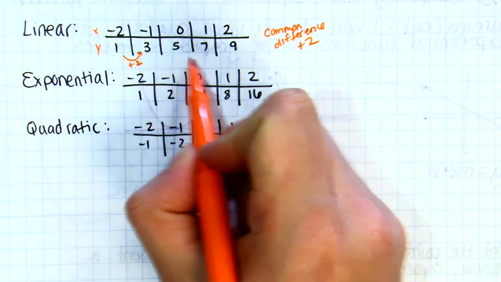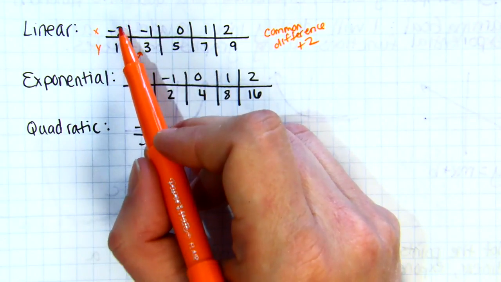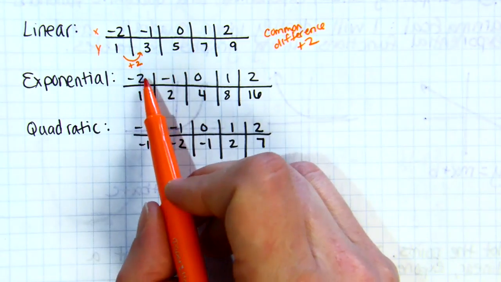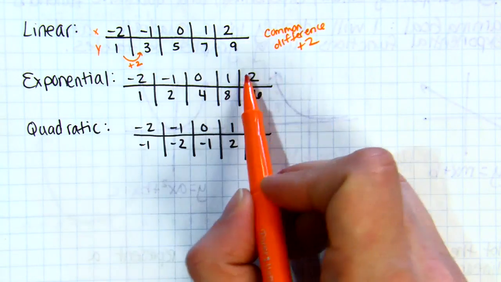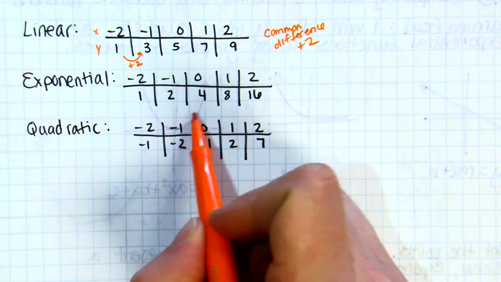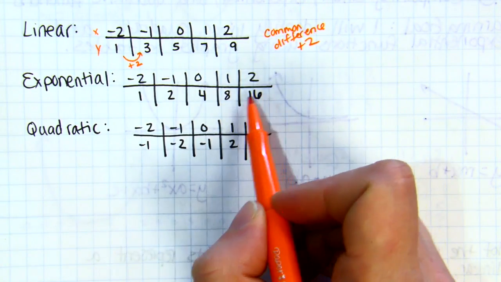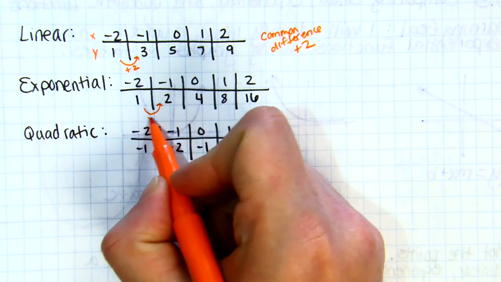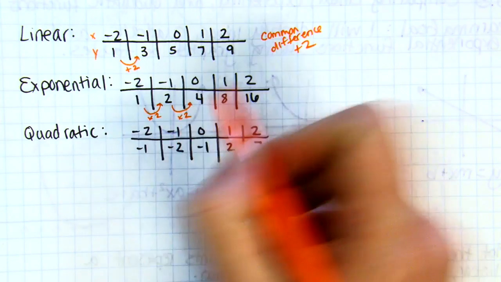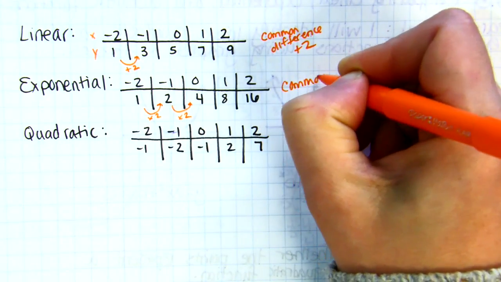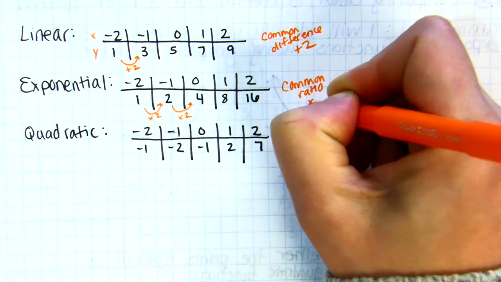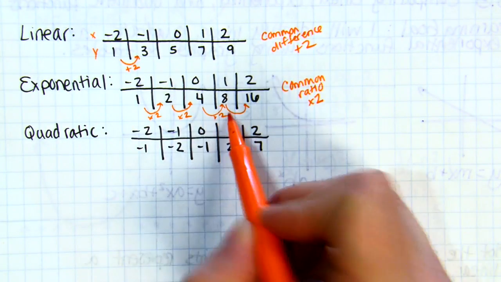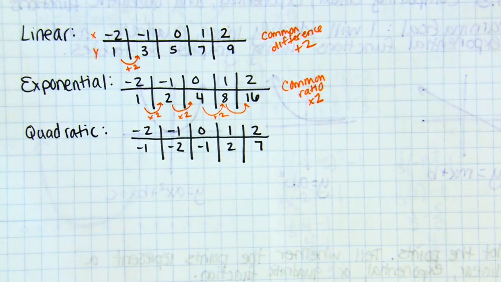So I'm adding the same thing each time. For every increase in 1 in my x, I'm increasing by 2 in my y. If I look at the exponential though, as my x's increase by 1, here I increase by 1, then by 2, then by 4, then by 8. So I don't have a common difference, but instead you can see pretty quickly that I'm multiplying by 2 each time. And remember, we called that a common ratio. So I'm multiplying by 2 every time. Multiply by 2, multiply by 2. So linear and exponential we've talked about already.